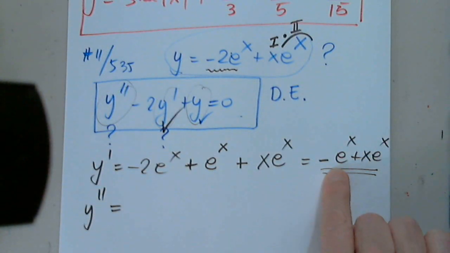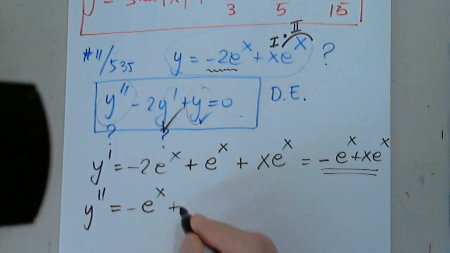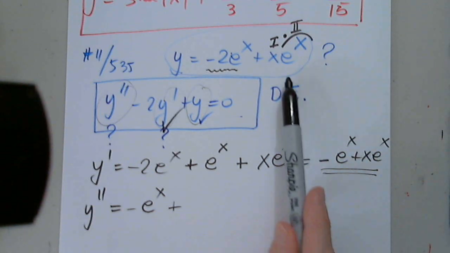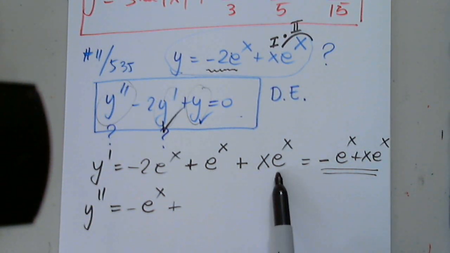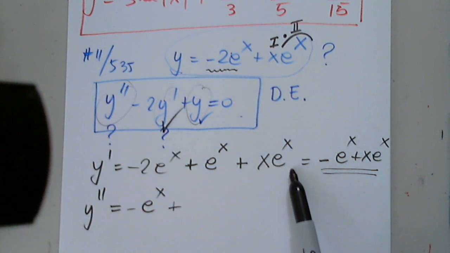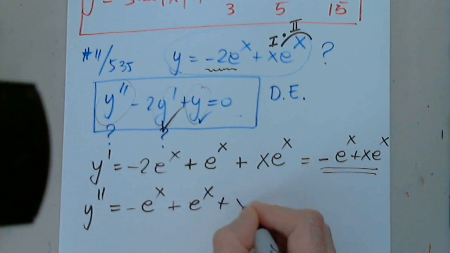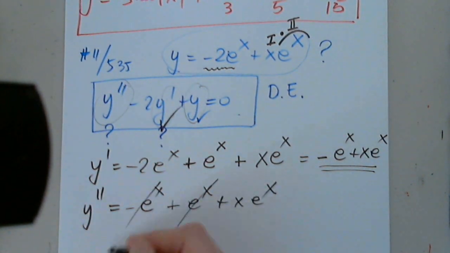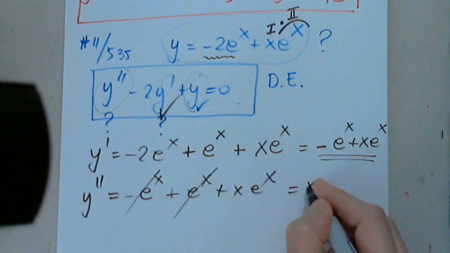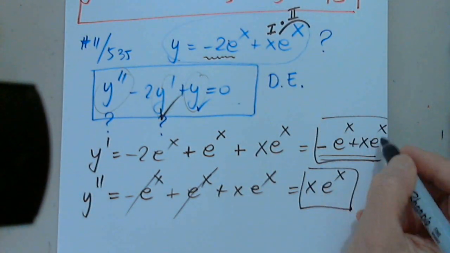Can anyone differentiate this? Negative e to the x. Excellent. Plus. And I know you're going to say, we just differentiate this, just copy it from here. First function prime times the second plus the second times the first function prime. So I'm going to copy it from here. It turns out that these two go away, and this is x e to the x. So this is one piece, and this is the other piece.